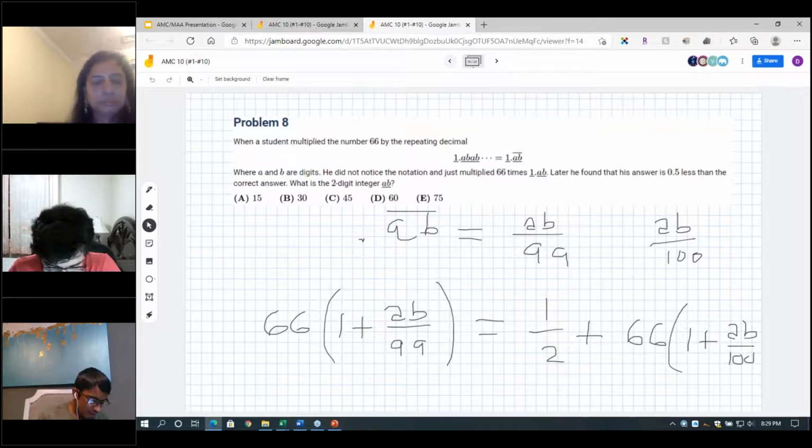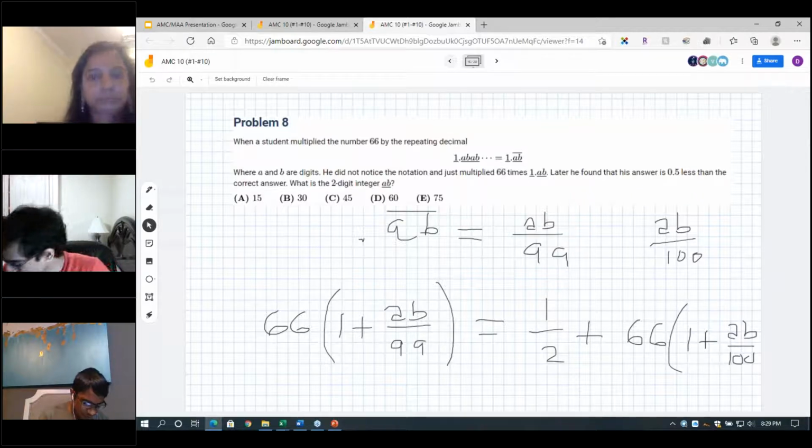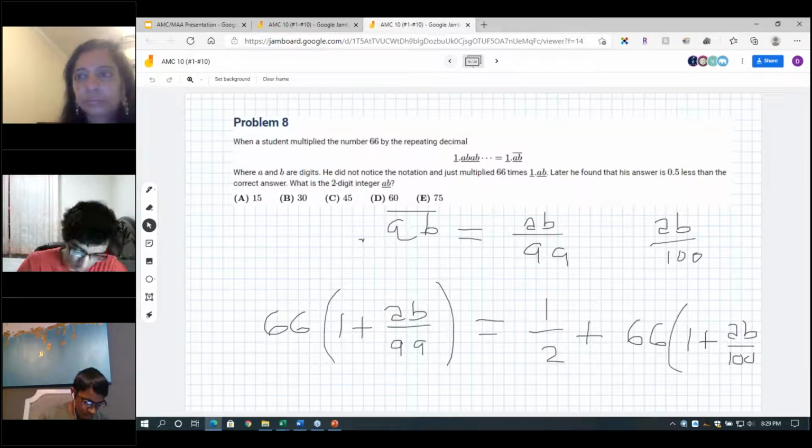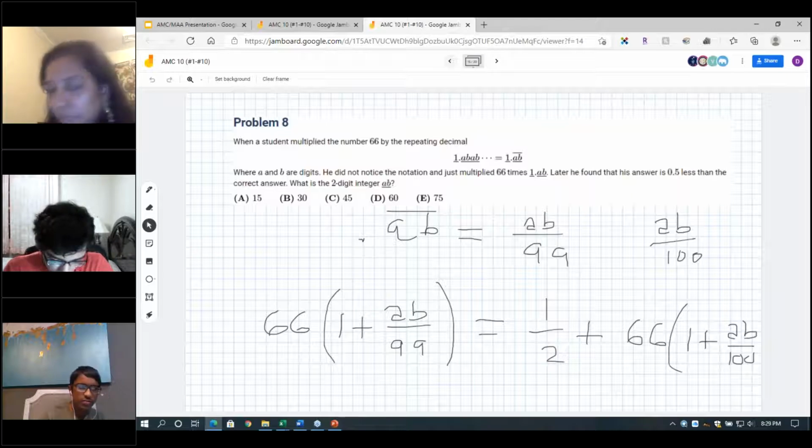The correct answer is just 66 times the repeating decimal. So we have 66 times AB over 99. And because there's a 1 in front of it, we just add a 1 to it. So we have this equation. Now can you go to the next slide?